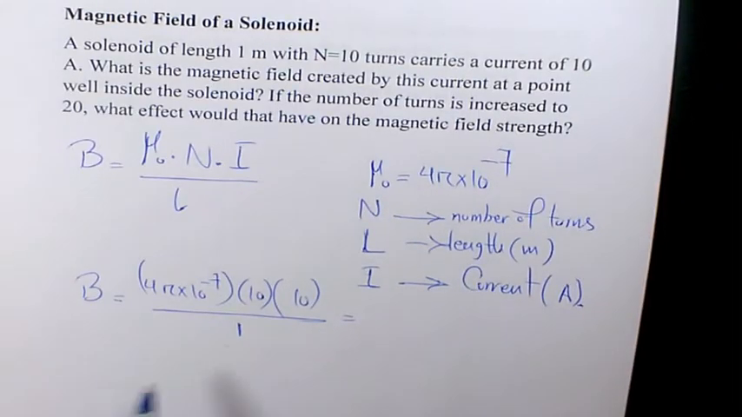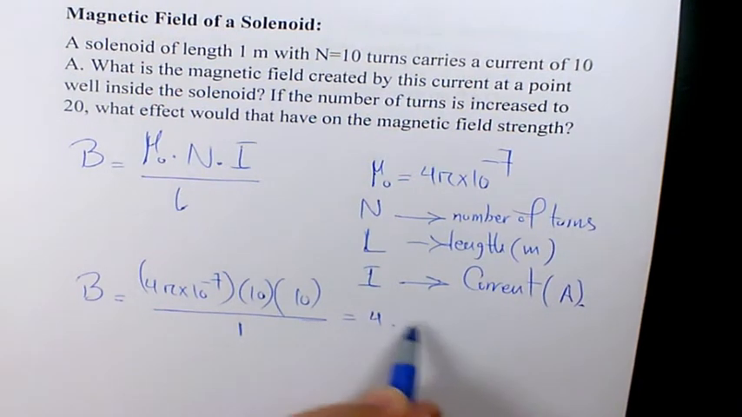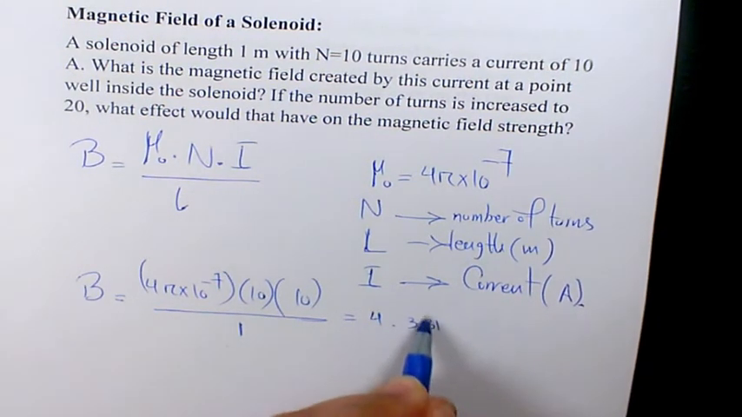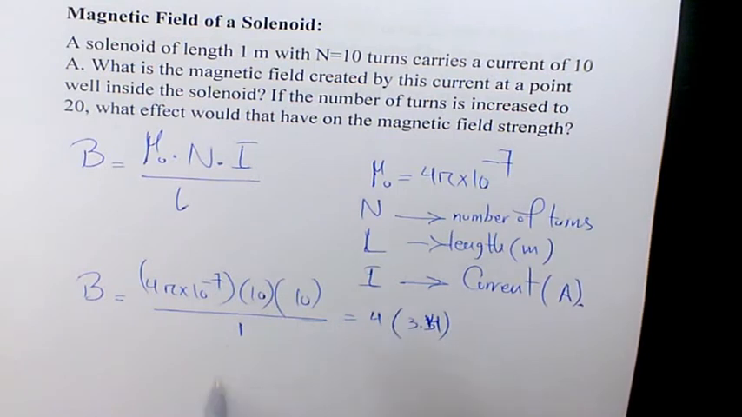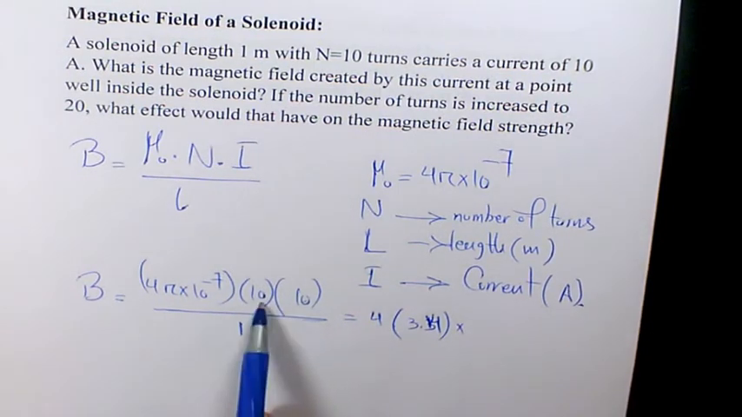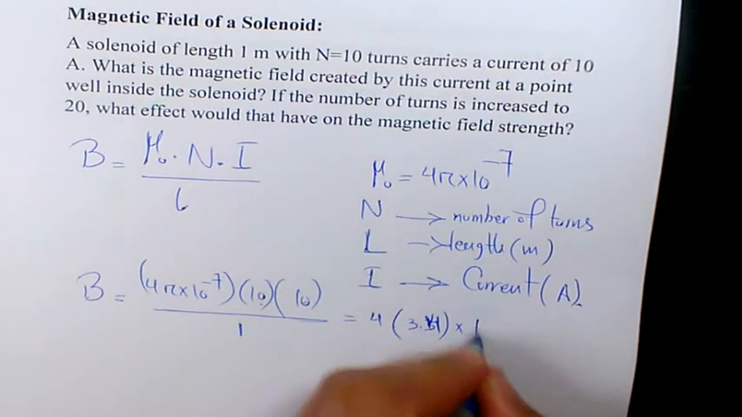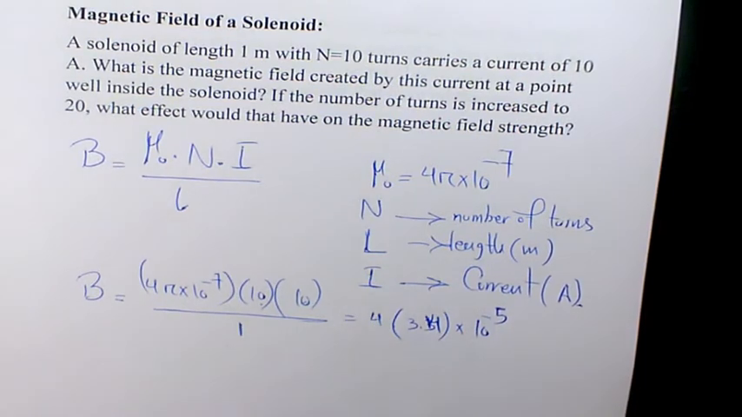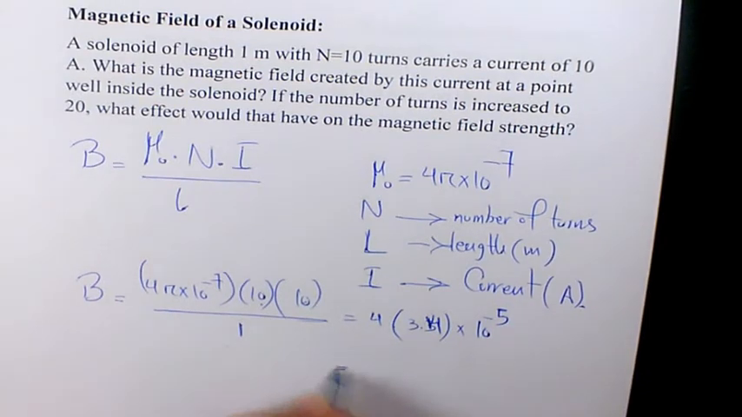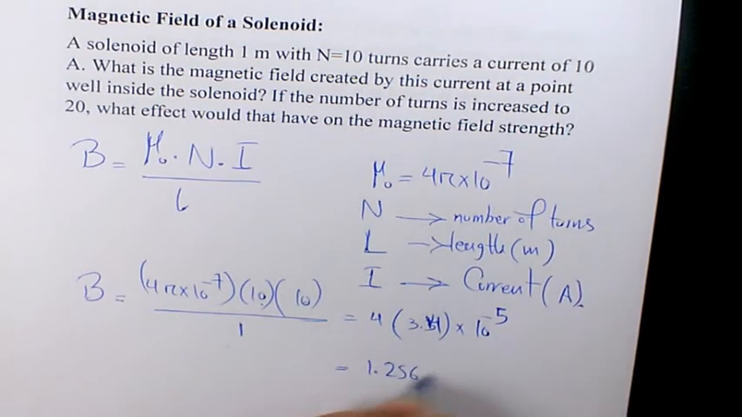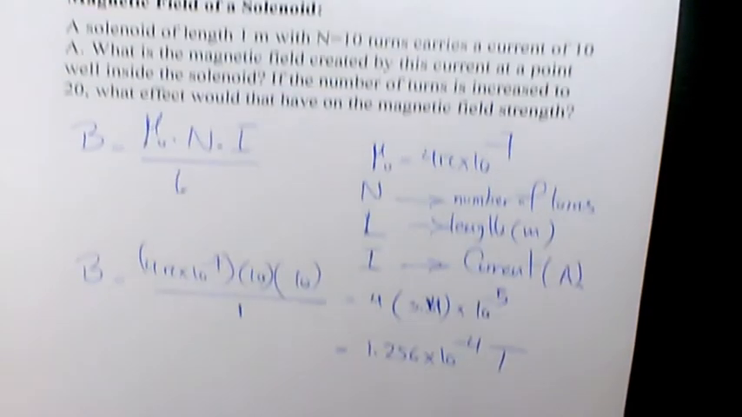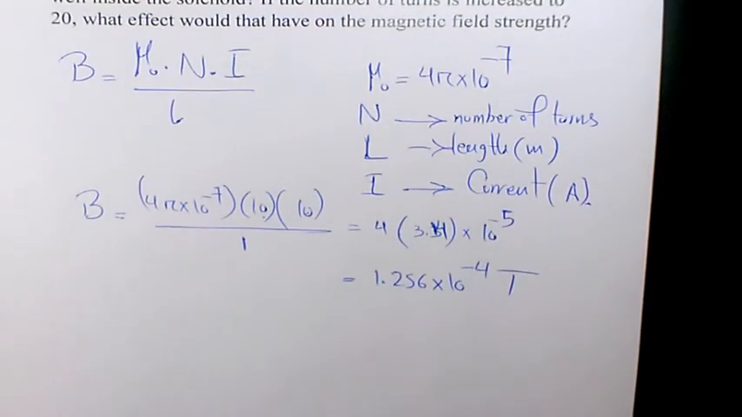So that's going to be 4 times 3.14 times 10 times 10 times 10 to the power of negative 7, which is 10 to the power of negative 5. 4 times 3.14 times 10 to the power of negative 5 will be 1.256 times 10 to the power of negative 4 Tesla. That's the magnetic field strength.